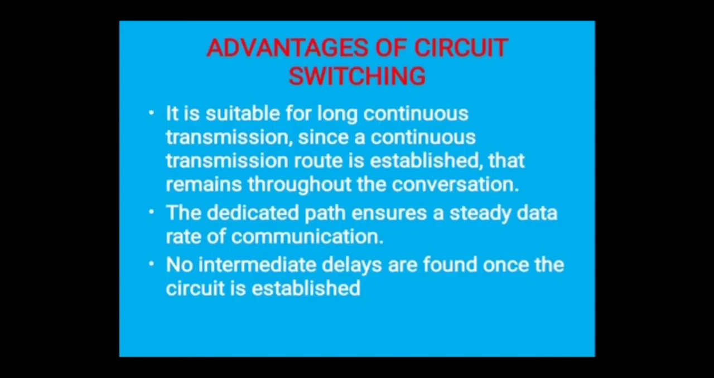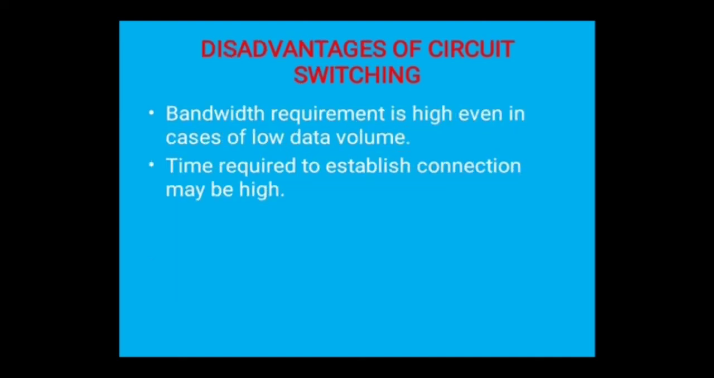It is suitable for long continuous transmission because we establish the route in the beginning, and after that we can send any amount of data onto that route. A dedicated path ensures a steady rate of communication. Once we have a dedicated path to follow, obviously the rate of data is steady. No intermediate delays are found once the circuit is established. So these are the advantages of circuit switching.